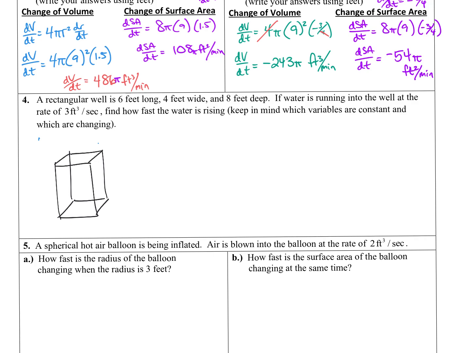All right, there it is, my rectangular well. And we're filling it up at a rate of 3 cubic feet per second. So there's a couple reasons that I know that is dV/dt. Number 1, we're filling it. And number 2, the units are cubic feet per second. So I know it's a rate because of the per second, and I know it's the rate of the volume because it's cubic feet. 3 cubic feet per second.